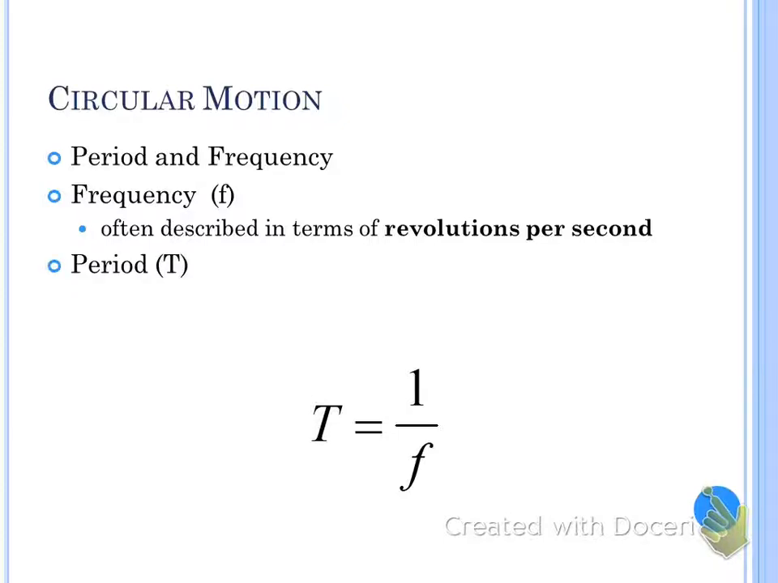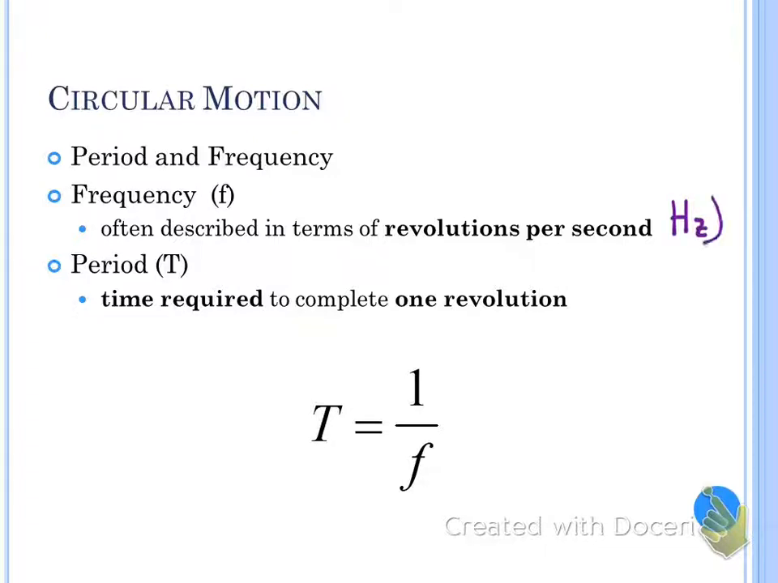Period is the reciprocal of that. So it's how many seconds it takes to complete one revolution. Frequency is a little f. It's sometimes given the unit hertz. Otherwise, its unit is reciprocal seconds, or 1/seconds. Period has a unit of just seconds because it's this many seconds per one revolution.